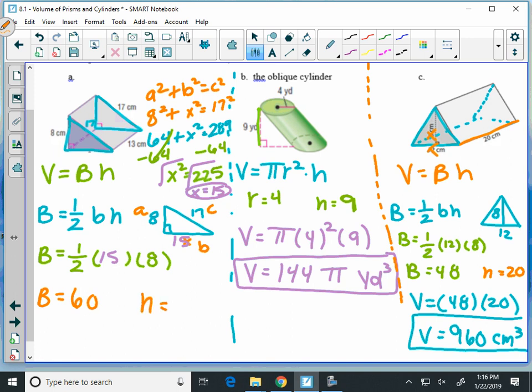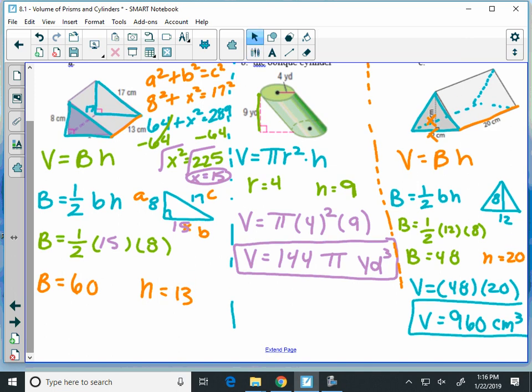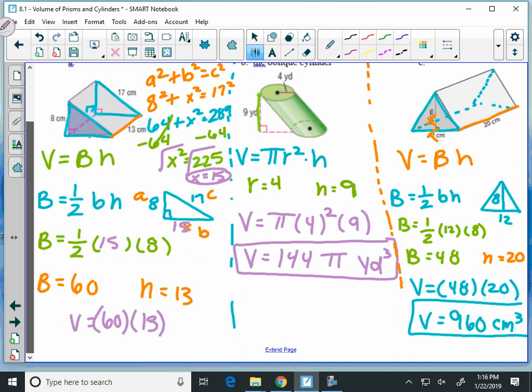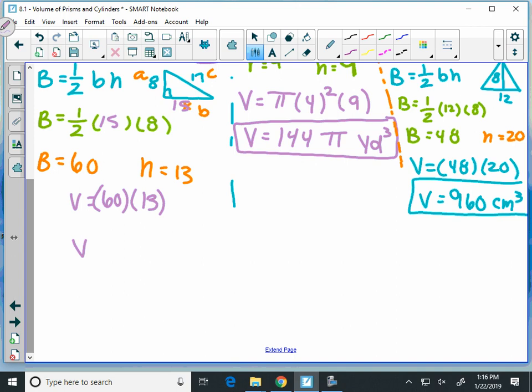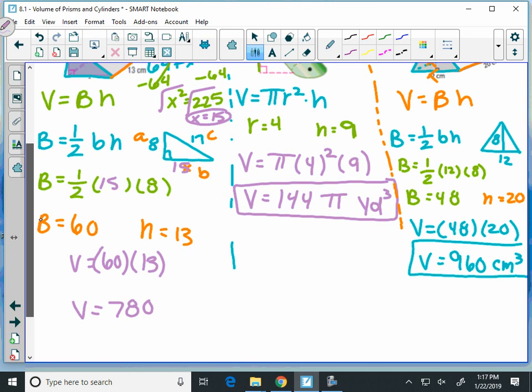If you look back at your diagram, what's your height? What's connecting your two bases? 13. And then you plug that into your volume formula. Volume is equal to 60 times 13. What do you get when you do 60 times 13? What is it? 780. And we would label it what? Centimeters.